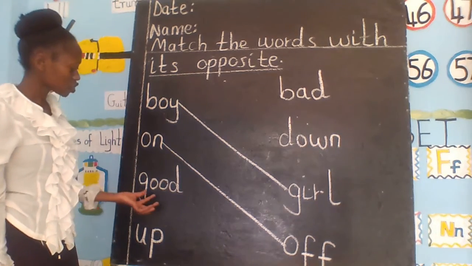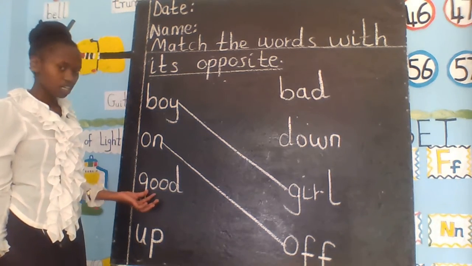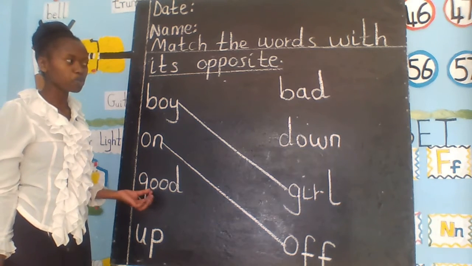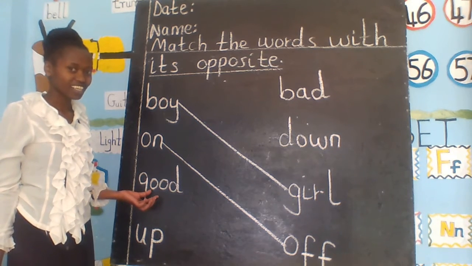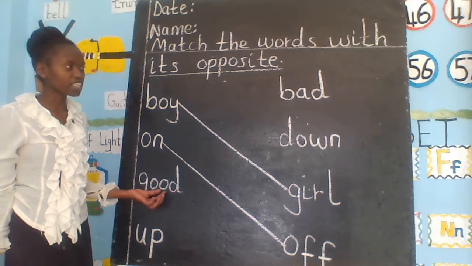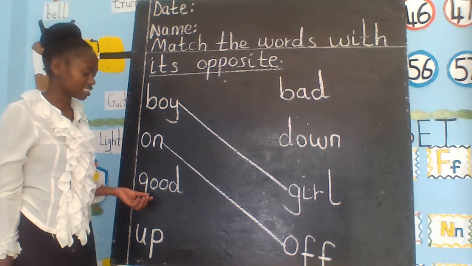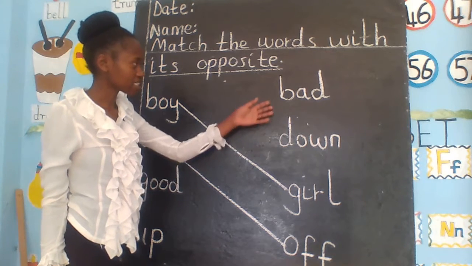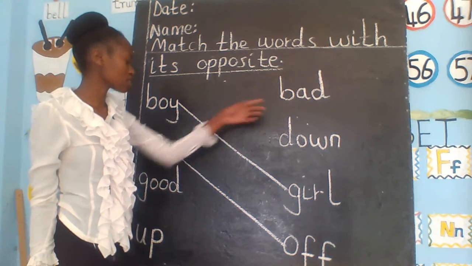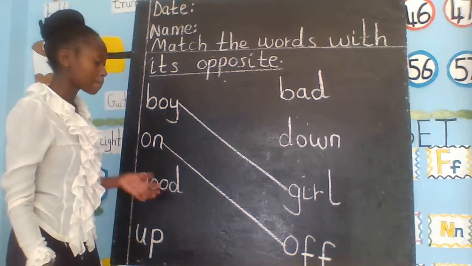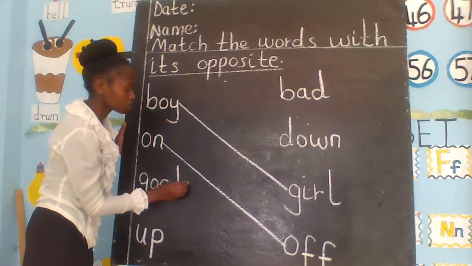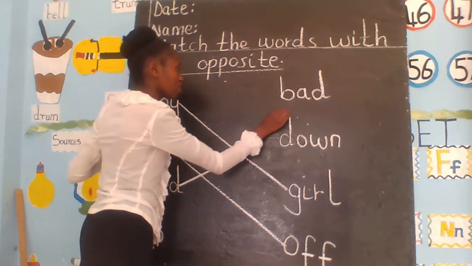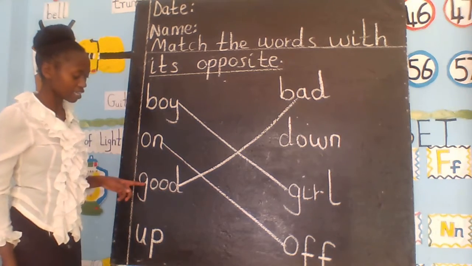Good. Which word is this? Good. What is the opposite of good? The opposite of good is bad. So you come this side and find the word bad. This one. So the opposite of good is bad. You match.